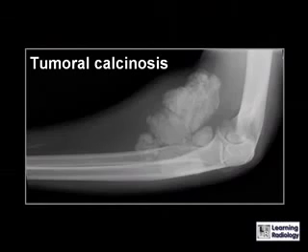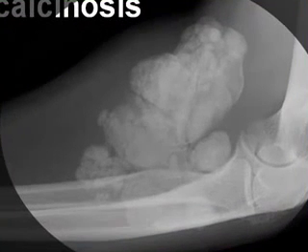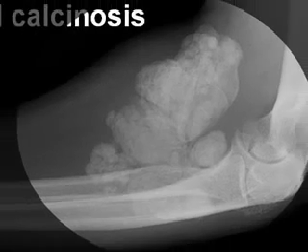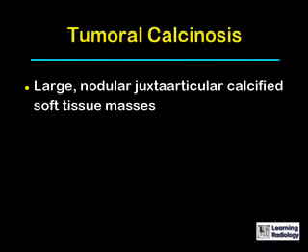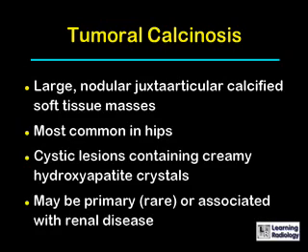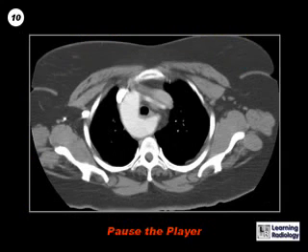This is an example of tumoral calcinosis. You'll notice the fluffy calcific density surrounding the elbow joint with a lobulated appearance. Tumoral calcinosis produces large, nodular, juxta-articular calcified soft tissue masses. It is most common in the hips. These are cystic lesions which contain a creamy hydroxyapatite crystal material. Tumoral calcinosis can be primary, which is rare, or associated with renal disease, which is much more common.